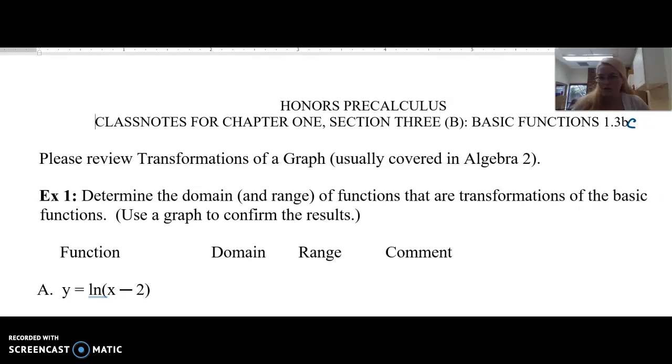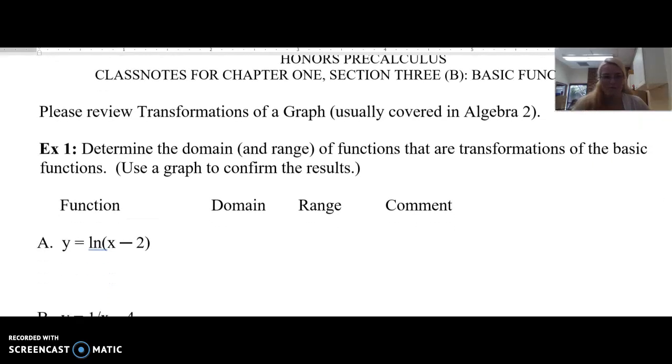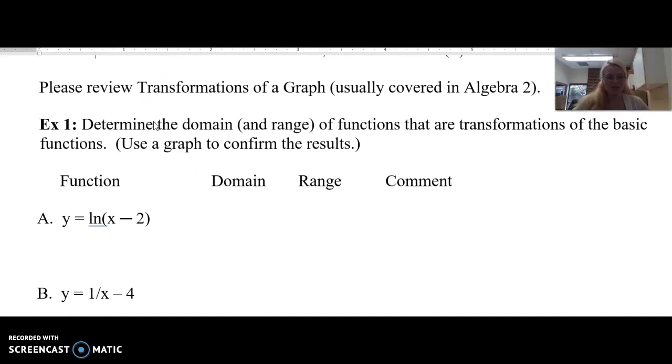So let's scroll down and zoom in. The task for each of these examples is to determine the domain and range of the functions that are transformations of the basic functions. And then you can use a graph to confirm the results. So when you're doing the homework, truthfully, here's your equation. Think to yourself, I think the domain's this, and I think the range is this, and then graph it on your calculator to know that you're right.